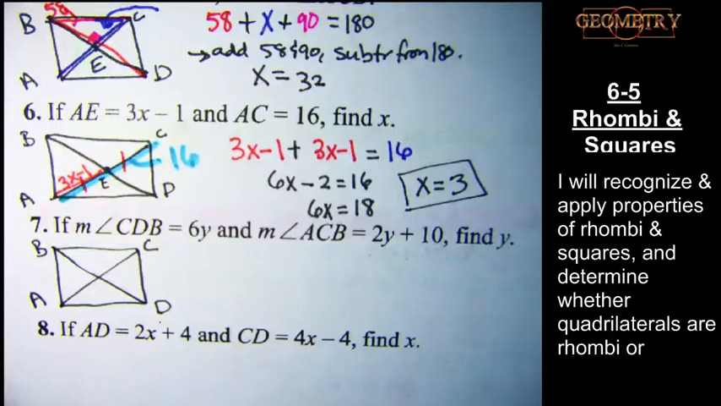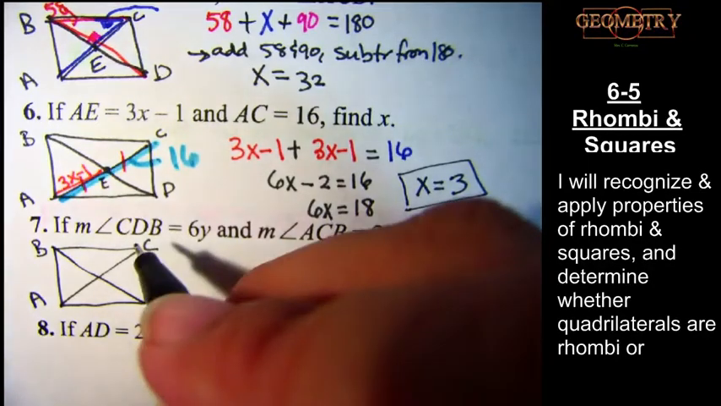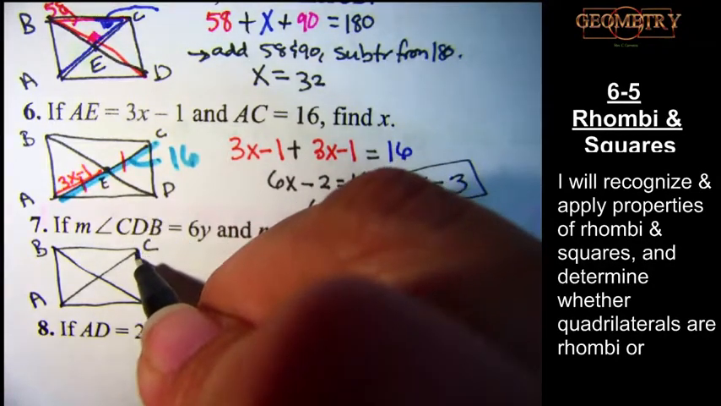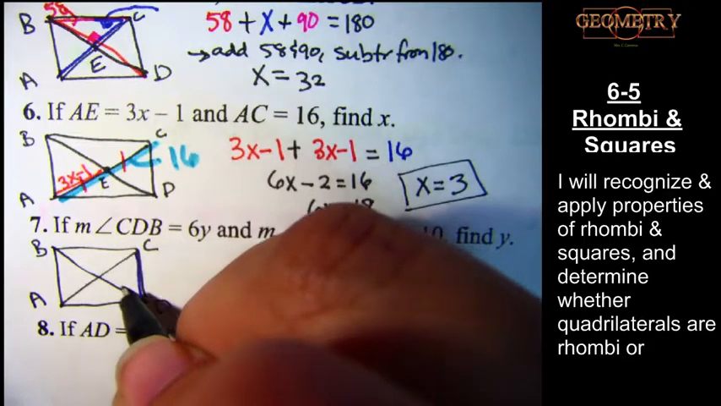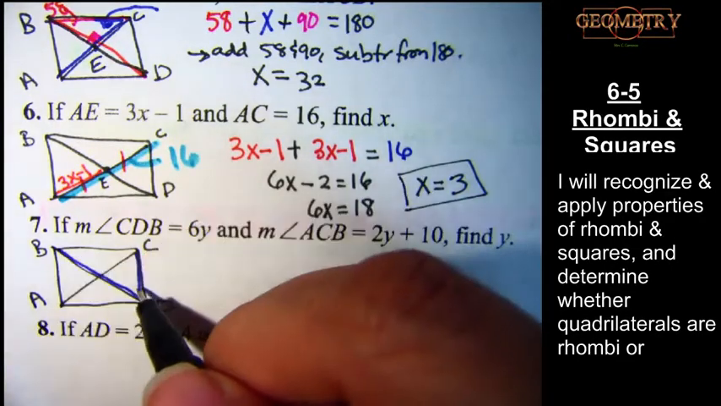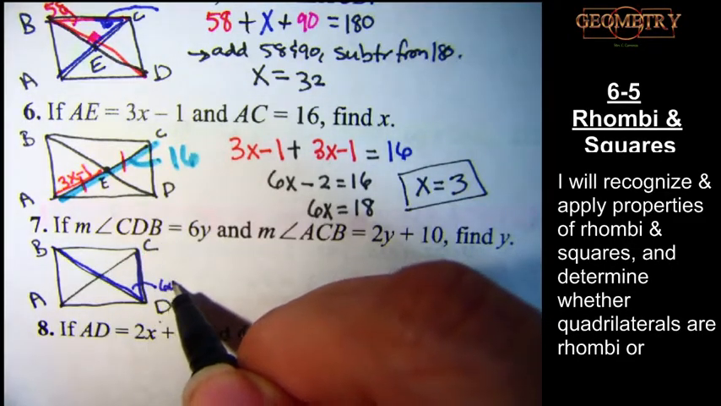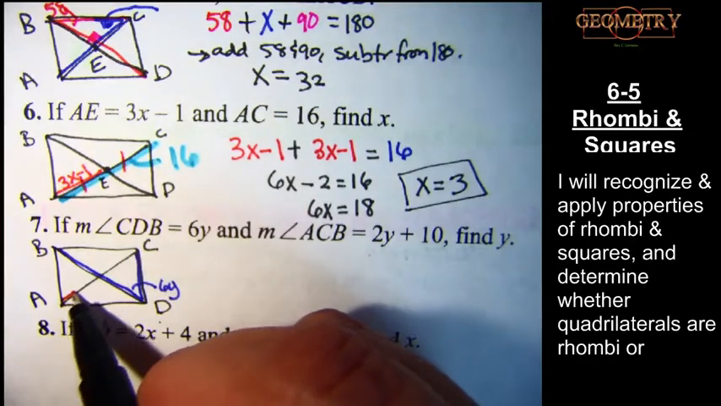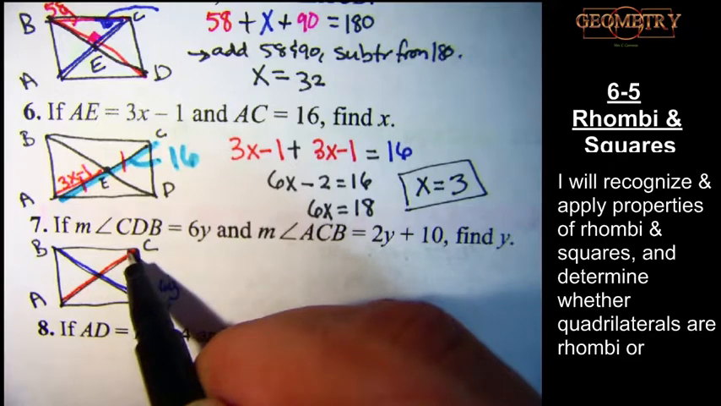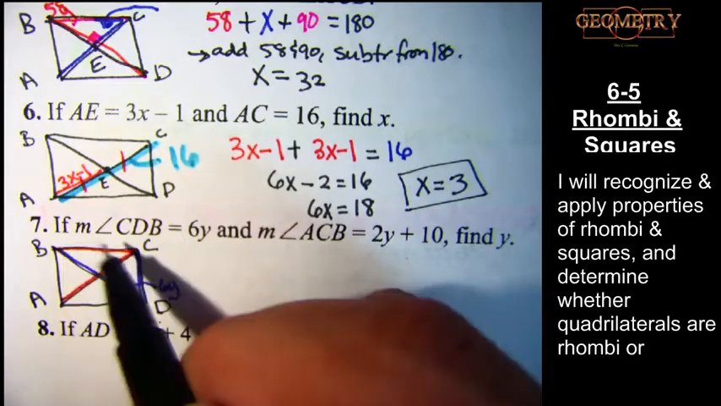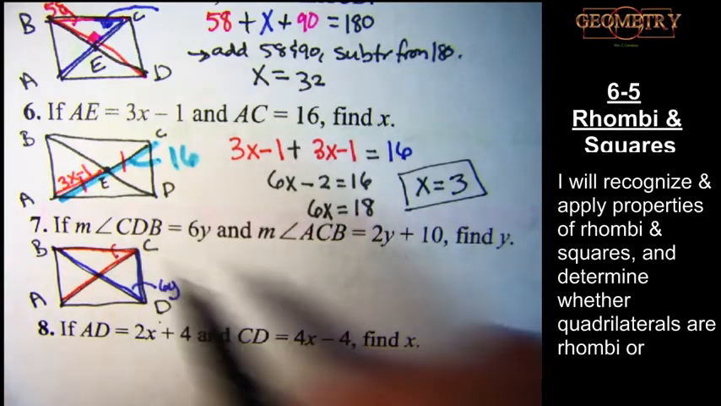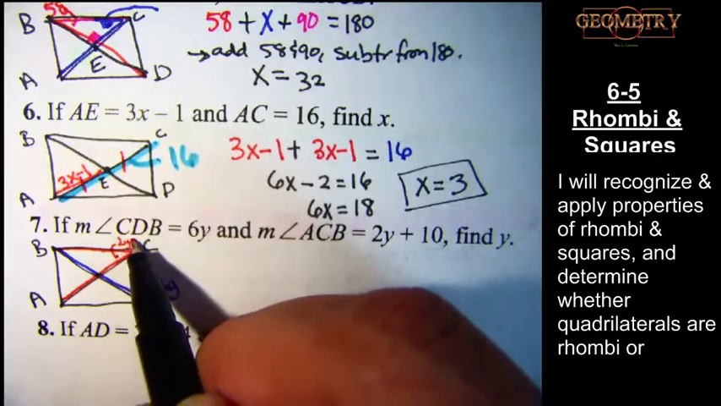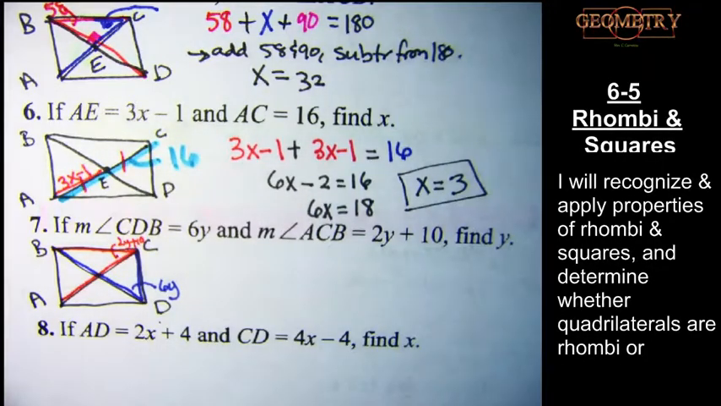All right, so this one says, if the measure of angle CDB, so this angle right here, is 6y, and the measure of ACB, this angle right here, is 2y plus 10. They want me to find y.